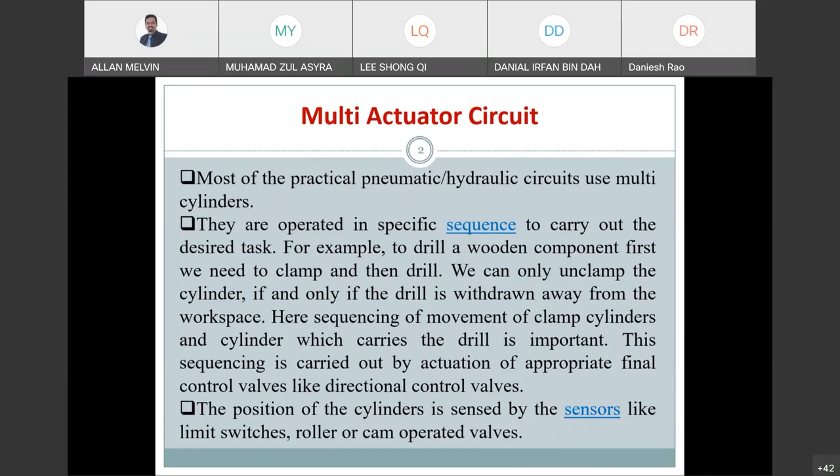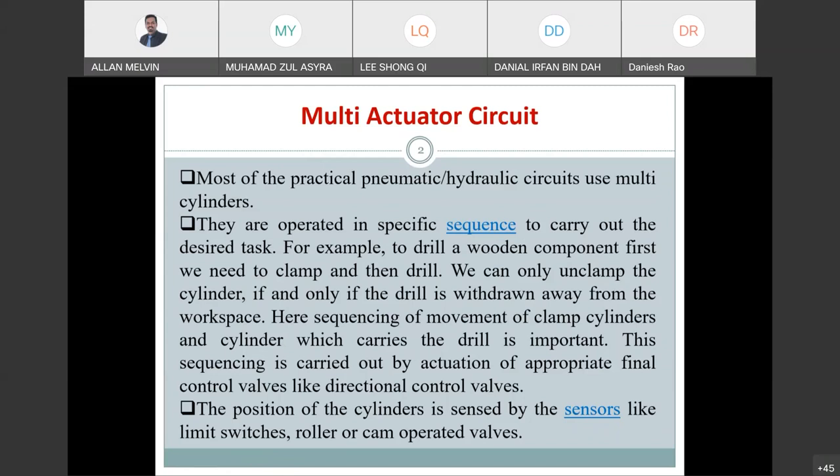Most practical pneumatic or hydraulic circuits use more than one cylinder, or we call it a multi-cylinder. You can see here they are operated in a specific sequence to carry out a desired task. For example, to drill a wood component, first we need to clamp and then only we can drill. So you have a sequence. It depends on your application. You need to have the correct sequence.